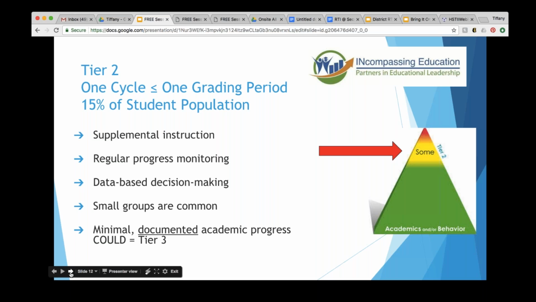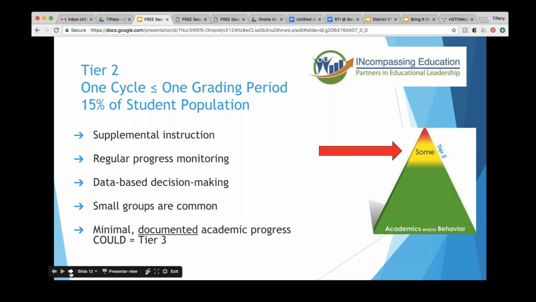Utilizing data-based decision-making as you are coming up with that data analysis, you're going to use the data to help drive your instruction and make those sound educational decisions for your students. At Tier 2, small groups are very common. And if you get to the end of that Tier 2 cycle and you have minimal documented academic progress for that student, it could mean that they are a candidate for Tier 3 support.